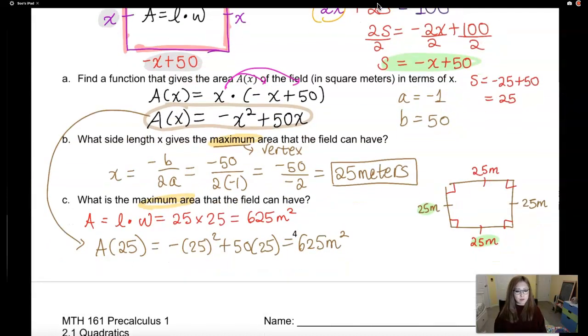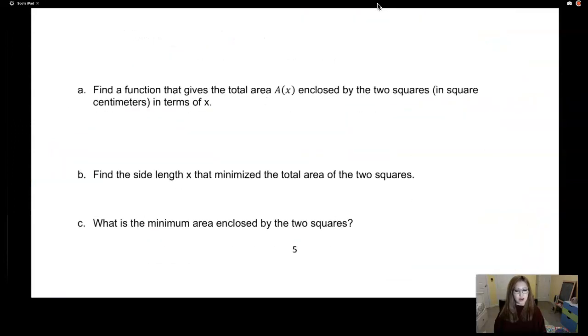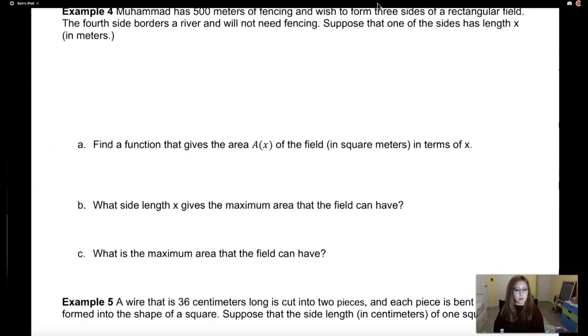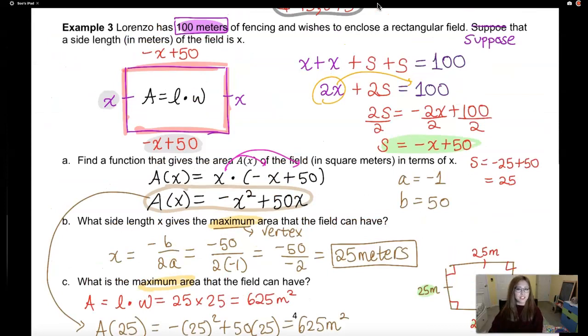Now we've got two more problems to look at, two more word problems, examples 4 and 5. But those are a little bit more challenging, so I will come back. I will go ahead and first process this video, okay?